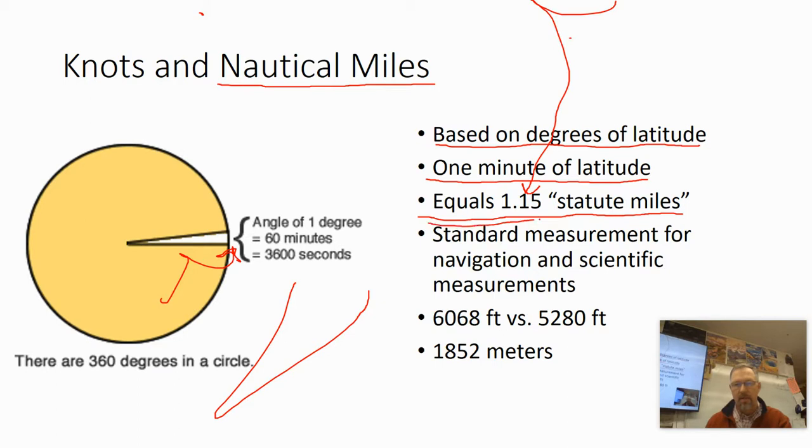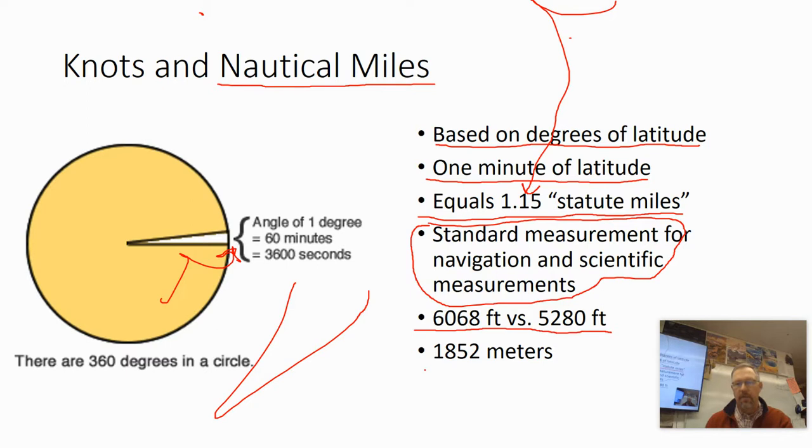Like I said, this is a standard measurement if you're in a ship or airplane, whatever. They're going to tell you, or even wind speeds, they're going to measure them in knots. So if the wind speed today is 15 knots, guess what? That's faster than 15 miles per hour because you have to multiply it by 1.15. Roughly a nautical mile is about 6,068 feet versus a statute mile, which is 5,280 feet. So if I'm covering that in the same amount of time, that means I'm going faster if I'm going 1 nautical mile.